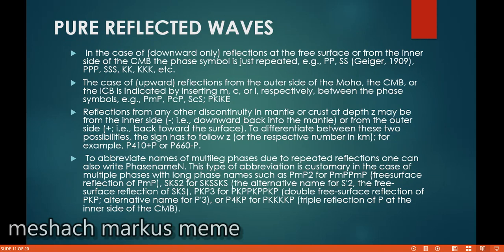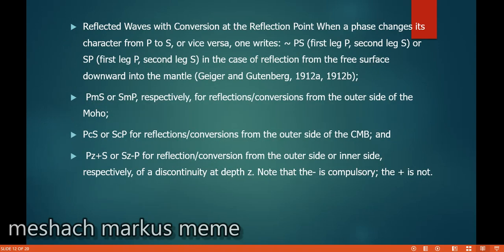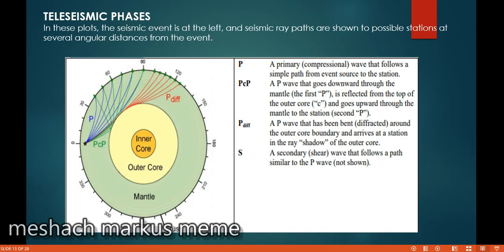We also have pure reflected waves. In this case, downward only reflection at the free surfaces or from the inner side of the CMB. The first symbol is just repeated, such as PPSS, PPPSS. So these are standard. When you go through it, it will give you a more understanding. We'll go to our diagram. It will give us a better understanding of what we are learning.